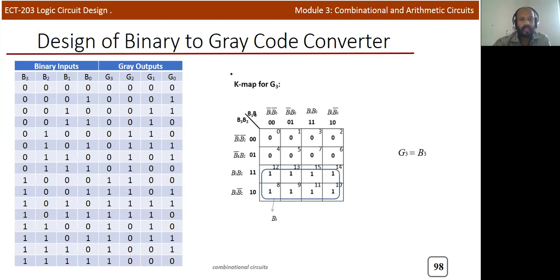Finally, you can implement G3. When you write G3, you can see the last 8 values. If you group the last 8 values, the common term is B3. So you can simply write G3 is equal to B3. So we got all these values, these are the ones we need to group.